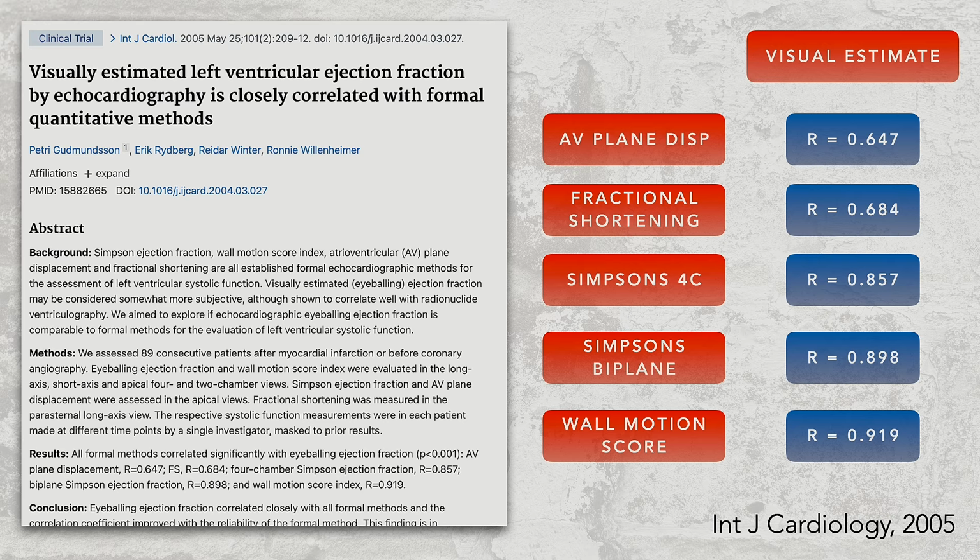So a decent R value for these patients when you're doing this visual estimate compared to Simpsons biplane. As these cardiologists get skilled at doing this, they look at it, they wonder what this is, they do the Simpsons and correlate with what they said, and congratulations, you're getting pretty good. The question, though, is can we, as emergency physicians, do this at the bedside?